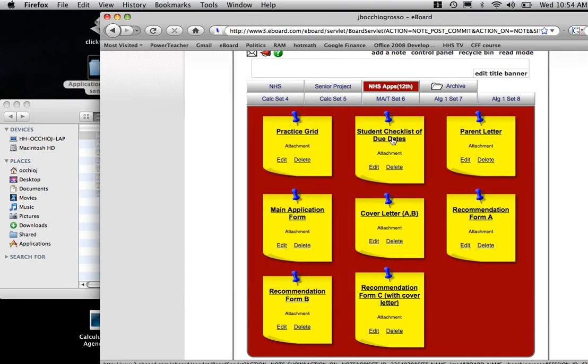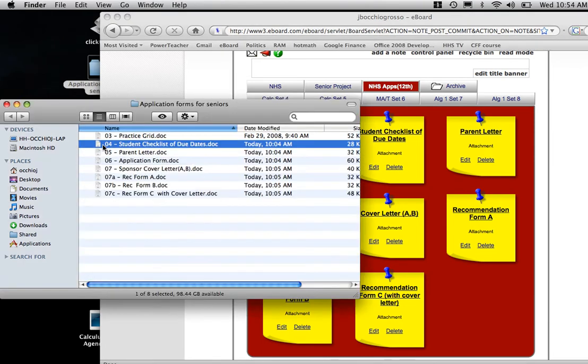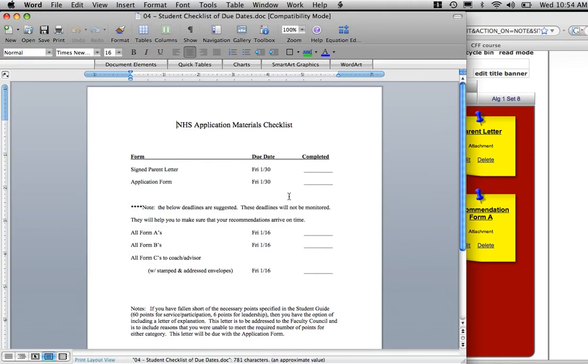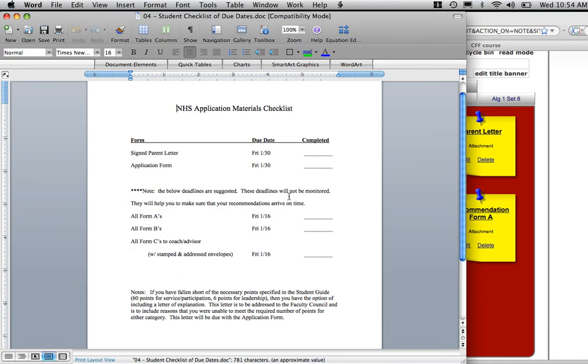Second thing is the student checklist of due dates. That's this paper. The application form itself, which we'll see in a second, and the signed parent letter, both things are due on Friday, January 30th. 2 weeks before that, the Form A's and Form B's and Form C's are due, but Form A's, B's, and C's are the recommendations from your advisors or coaches from various activities. Those won't be monitored deadlines.